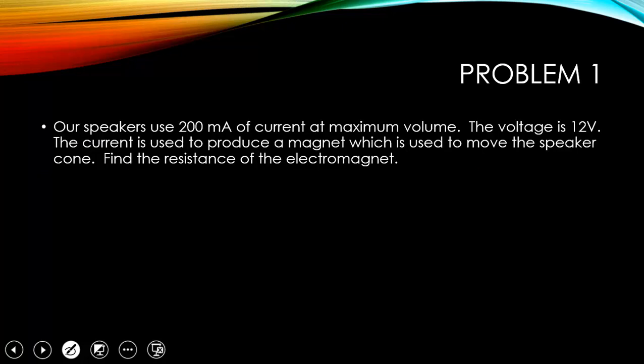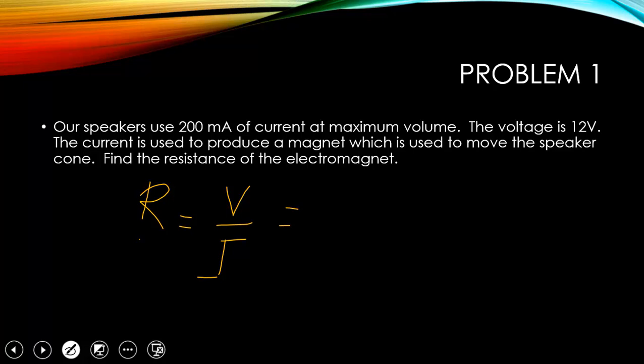Okay, problem. Our speaker used 200 milliampere of current at maximum value. The current is used to produce a magnet which is used to move the speaker, 12 volt. Find the resistance. Okay, so Ohm's law says that resistance equals V divided by I. Don't forget to convert I from milliampere into ampere.